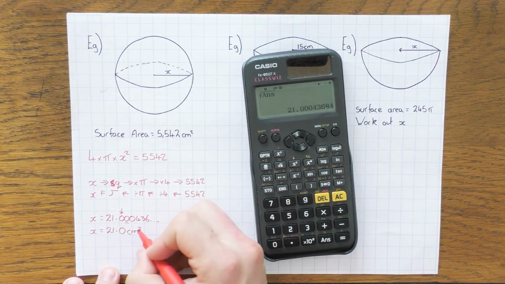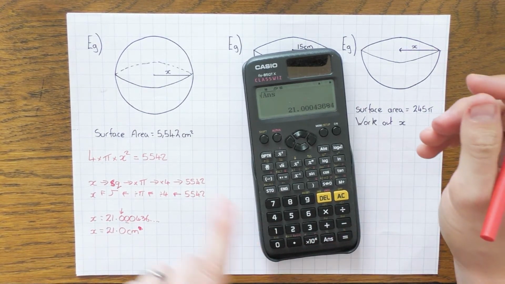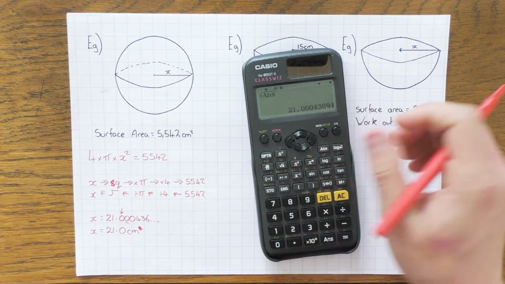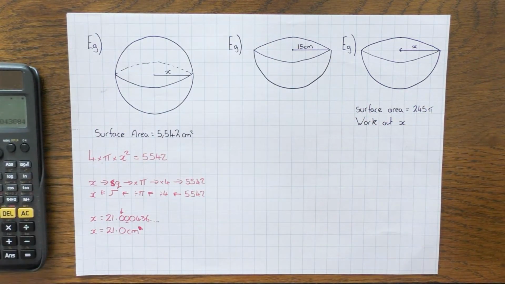Oh no, sorry, it's the radius, isn't it? Sorry, it's just the centimeters. Excellent. So always be careful. Check your units. The area is centimeters squared. We're told the area, we're after the radius. So just centimeters. Okie dokie.